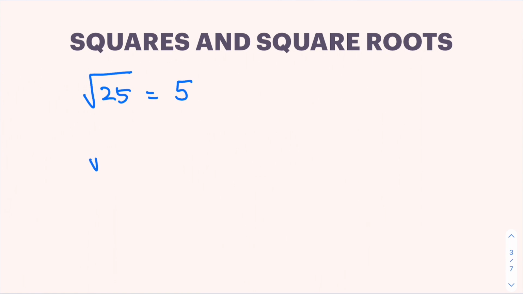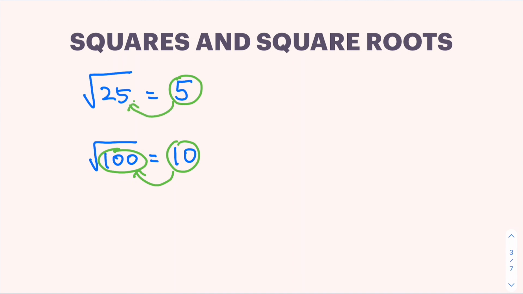Then what about this? What is the square root of 100? Well, what is a number that when you take the square, becomes 100? Well, 10 times 10 is 100, so the square root of 100 is 10. Okay, hopefully you see the pattern. When you take this number and take the square, you get the radicand, the number under the radical sign.